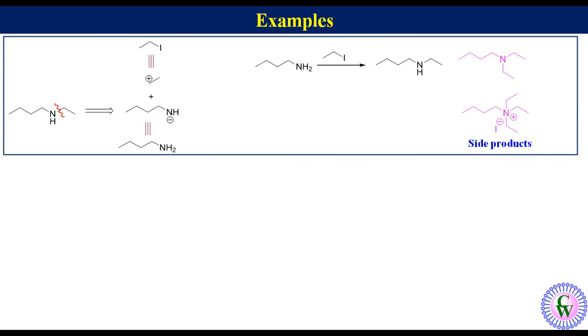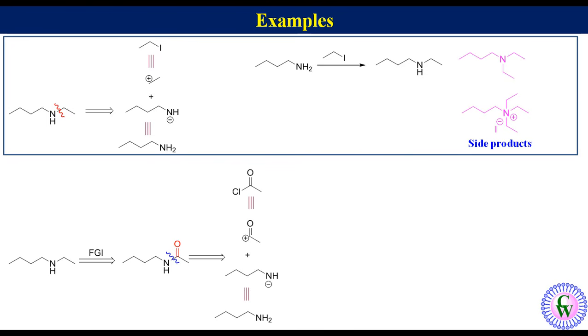To overcome this problem, we will do functional group interconversion of the amine to an amide and then disconnect this amide bond to get butylamide and acetyl cation as synthons. Their corresponding synthetic equivalents will be N-butylamine and acetyl chloride. So the synthetic route will be acetylation of N-butylamine to give a secondary amide and then reduction of this amide by borane to give the secondary amine.